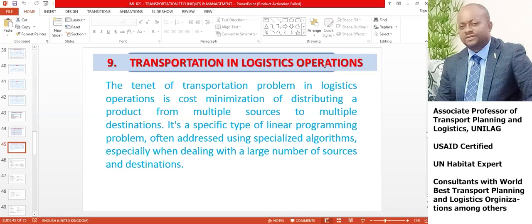It's a specific type of linear programming problem, often addressed using specialized algorithms, especially when dealing with a large number of sources and destinations. So the business of transportation in logistics operation is for us to estimate our costs of transporting products from one point to another at the minimum. We want to save money. It's about minimization. That's what it's all about.